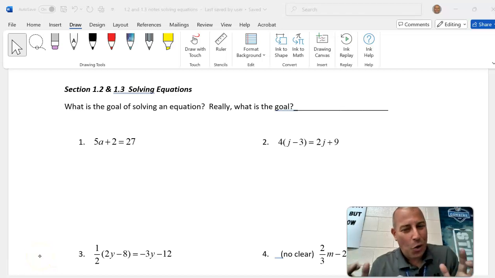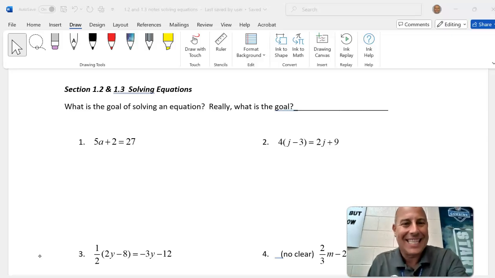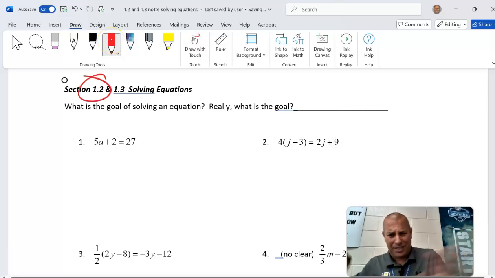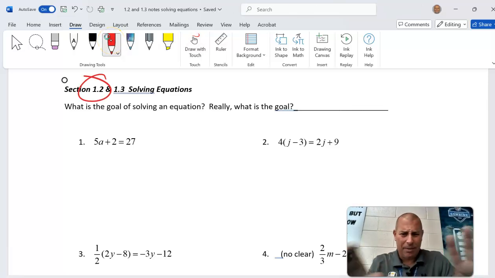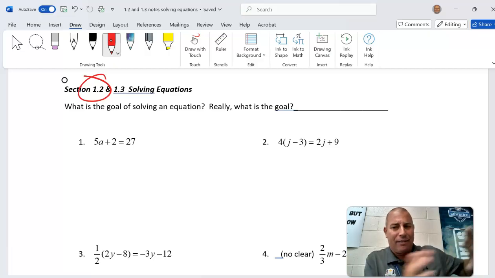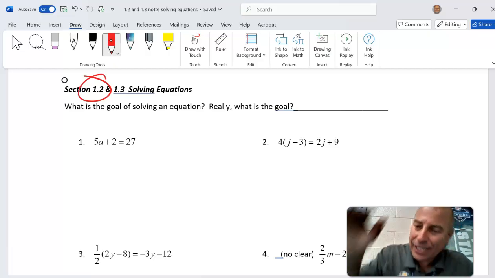Okay, so we are solving equations here, and a little bit of review. Our focus here is lesson 1.2. All right, we'll take care of 1.3 later, but they all fit together. So we're going to be hitting the basics of, hey, let's get everything to one side, our distributive property, and then we're going to focus on clearing the fractions.